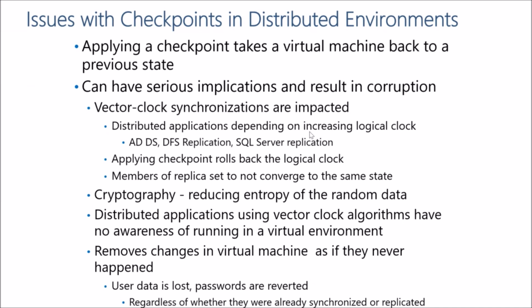Cryptography, that's to do with encryption, obviously. If you go back in time and you're generating keys, that decreases entropy. Entropy means randomness, chaos, because basically this has happened before. Distributed applications using vector clock algorithms have no awareness that they're running in a virtual environment, will not understand what's going on, and might break.